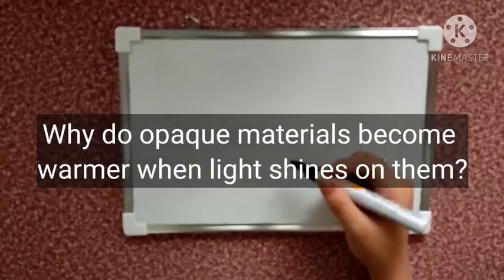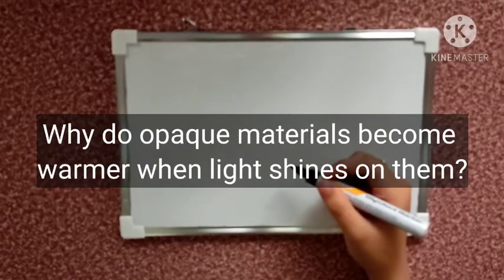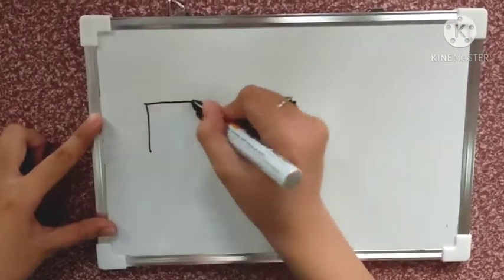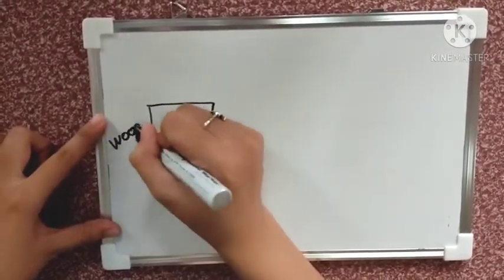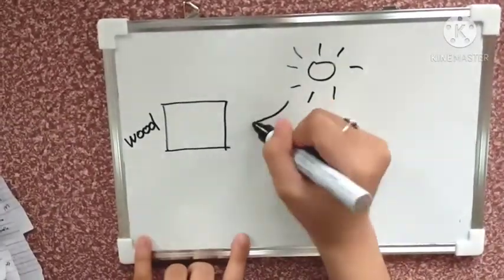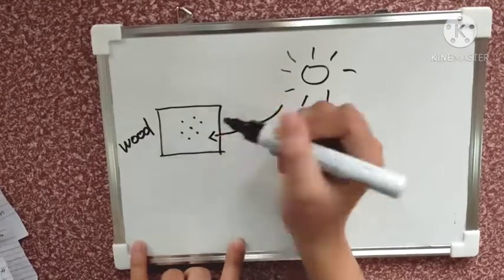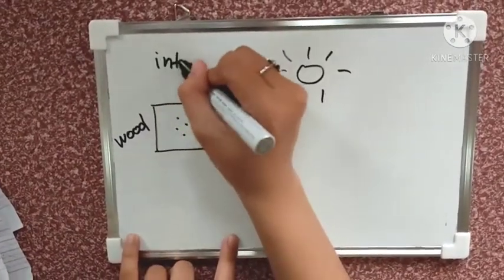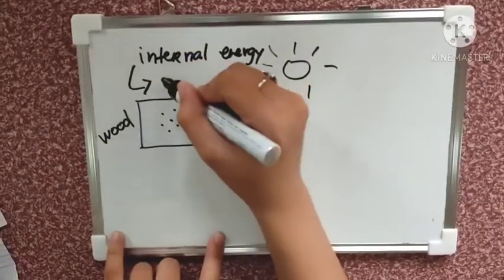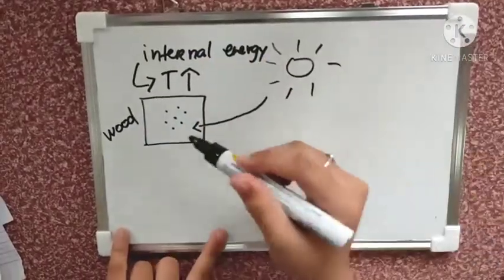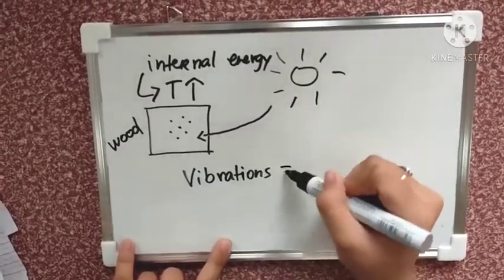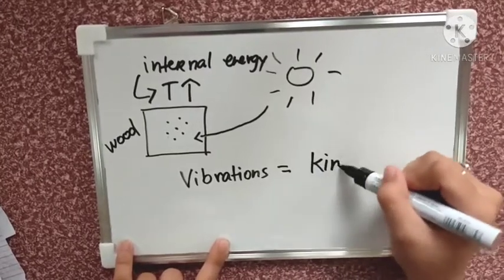So, why do opaque materials become warmer when light shines on them? For example, we have here a piece of wood under the sun, which is the source of light. The light given by the sun to the wood is absorbed by the atoms and molecules, which results in vibrations that become internal energy and thus lead to a temperature increase. Opaque materials absorb light without re-emitting it. The vibrations given by the light or the sun are turned into kinetic energy.